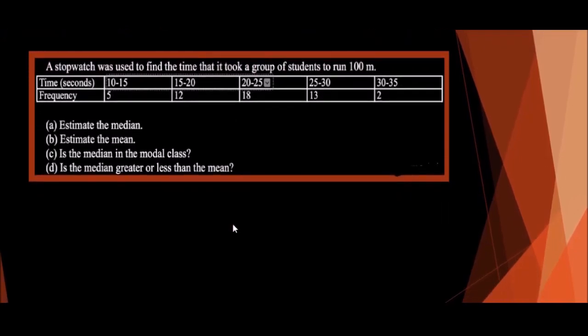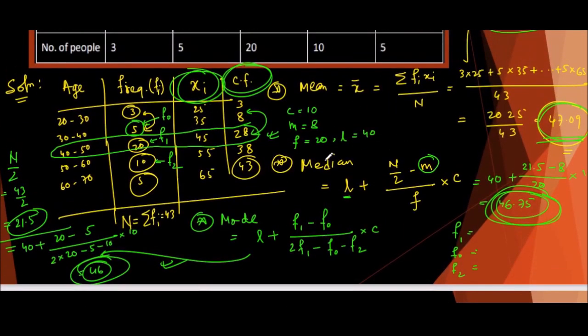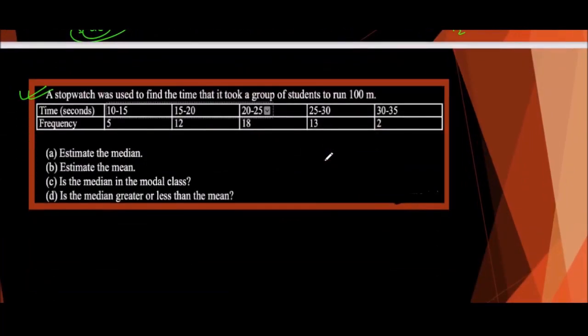See, here again we have the same type of question. We're not going to solve this question explicitly; I'll just give you the outline. Here you have again 10 to 15, 15 to 20, 20 to 25, 25 to 30, 30 to 35, with the corresponding frequencies. Again it is continuous, grouped data, so the formulas are the same. You just follow exactly the same process.